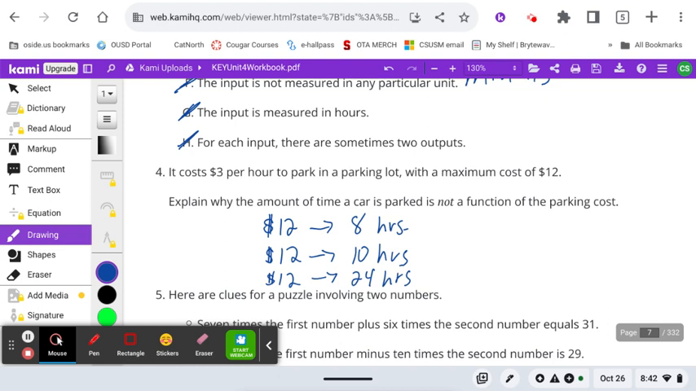Again, what's that true definition of a function? The relationship is not a function if for each input there are multiple possible outputs.